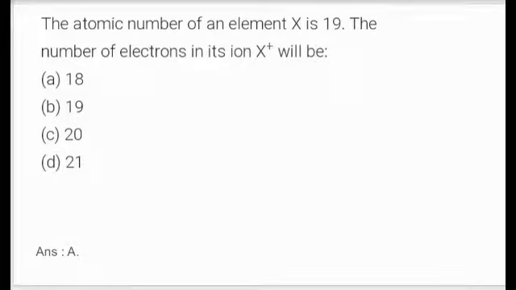The atomic number of an element X is 19. The number of electrons in its ion X plus will be, the options are 18, 19, 20, 21. The correct option is going to be 18.